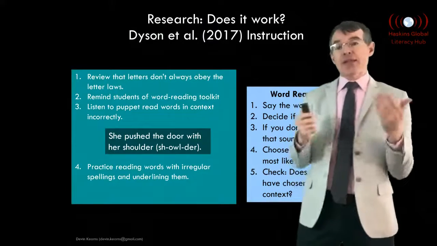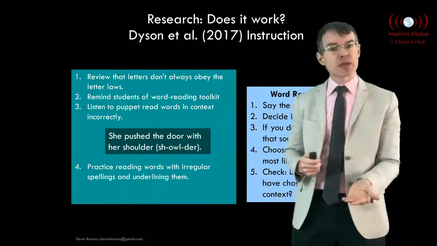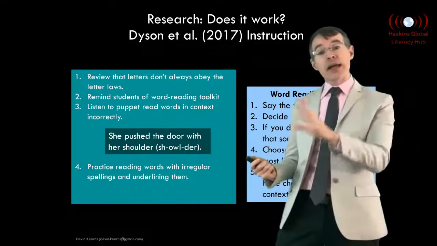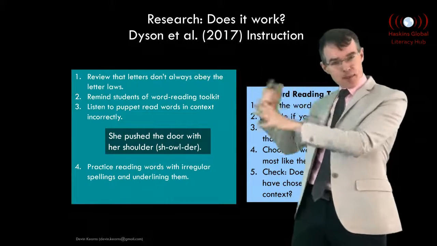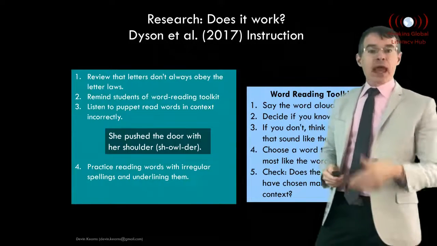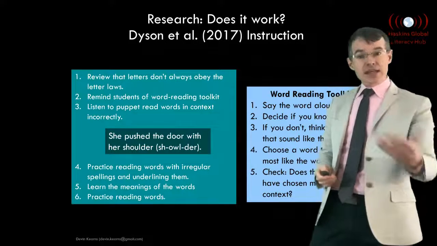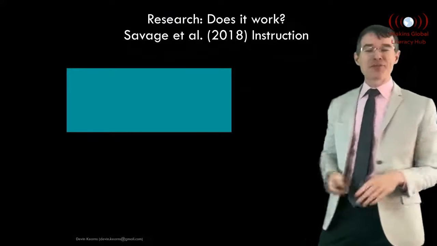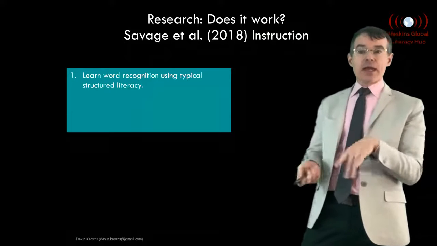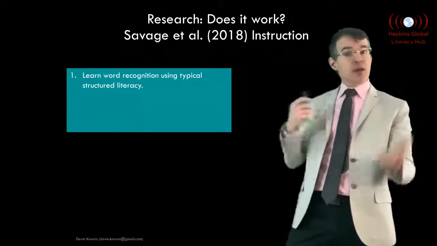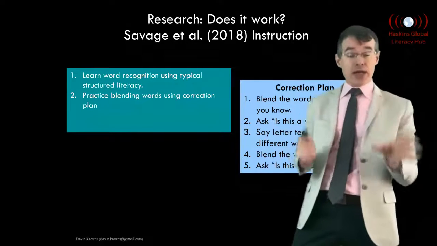And in that way, things that we think of maybe as sight words, because they're a little bit irregular, they don't follow the rules, they don't say the things we think they should, it doesn't become as important if students can say, oh, wait, I know a word like that. They can find it in what's called the lexicon, their mental dictionary of words. And then finally, they would learn the meanings of the words they were teaching, and then practice reading those words. A second set of scholars who did this were Savage and colleagues. Savage and colleagues taught word recognition using typical word recognition strategies, letter sounds, and so on. And then they practiced blending words using the correction plan that they described this way.